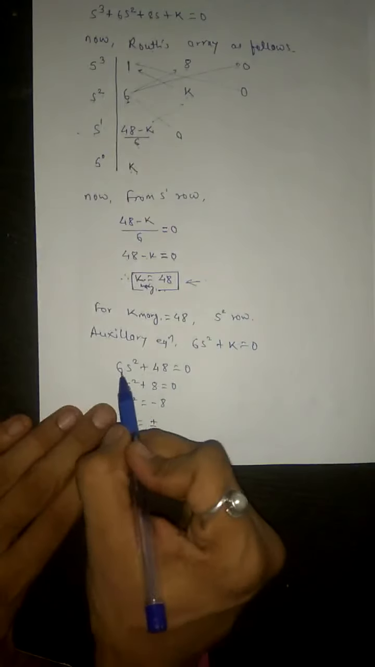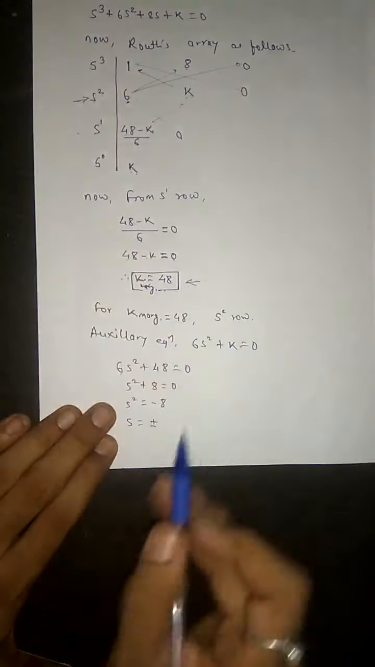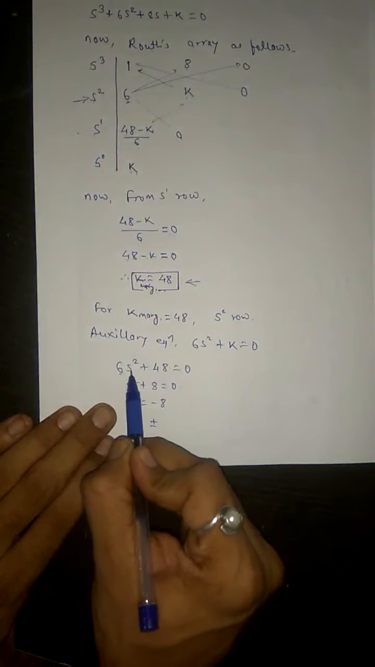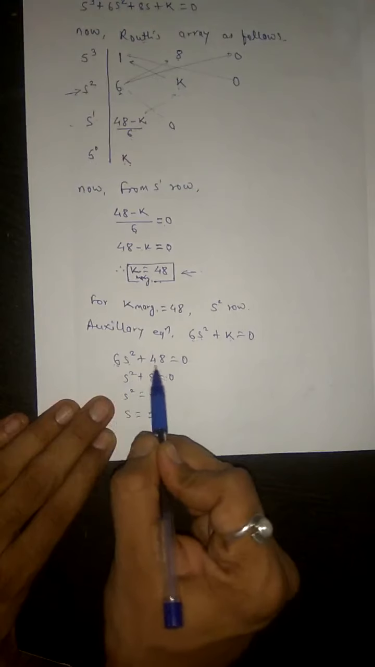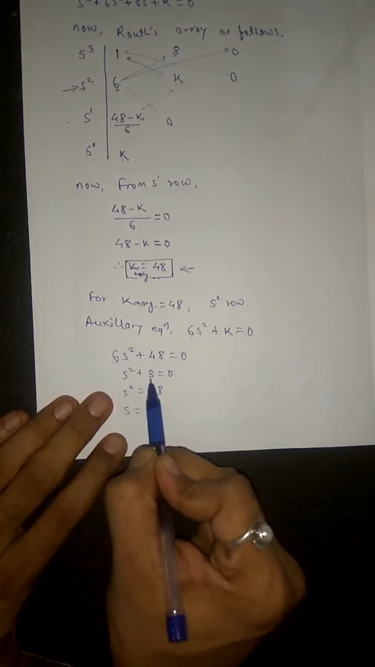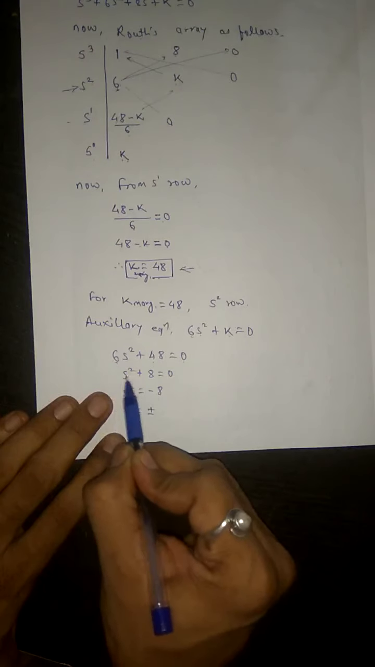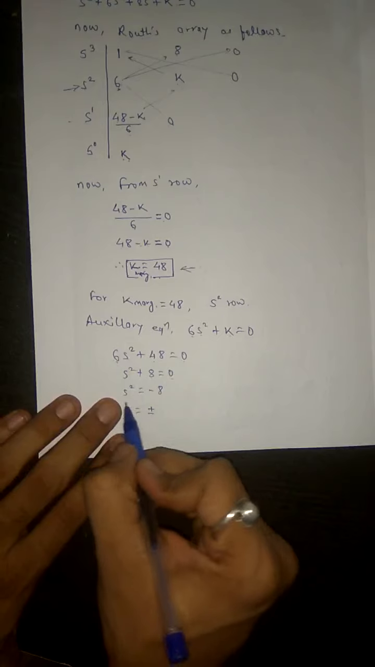Okay, so auxiliary equation, write down this equation from this row, s raised to square. So 6s square plus k equal to 0. So 6s square plus k, value of k is 48, equal to 0. S square divided by 6, so s square plus 8 equal to 0. Find out the value of s.